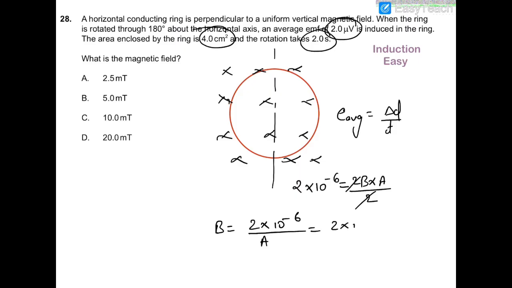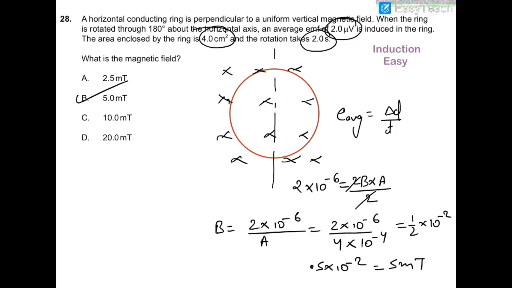So this is 2 into 10 raised to the power minus 6, and this is 4 centimeter square, which can be converted into meter square, so it would be minus 4. So this is 1 by 2 into 10 raised to the power minus 2. So this is 0.5 into 10 raised to the power minus 2. So it is 5 milli Tesla. So the correct answer is B.